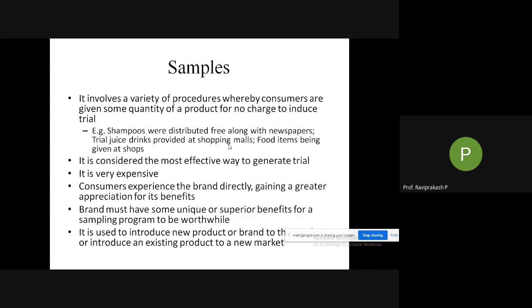Then consumers experience the brand directly, gaining a greater appreciation for its benefits. As they are directly using it, they may have a better opinion if they like it.